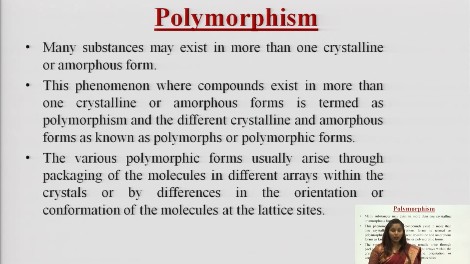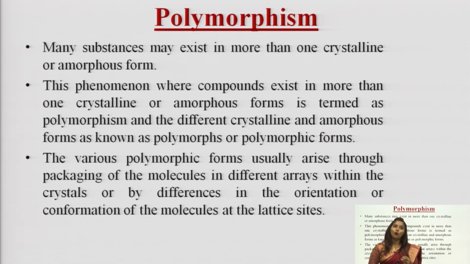Now moving to our next and last topic of this presentation. The topic is polymorphism. So what is polymorphism? In this, many substances may exist in two or more than one crystalline or amorphous form. बहुत सारे substance जो होते हैं वो more than one, in the form of two, in the form of three और many जो crystalline form में present होते हैं या amorphous form में present होते हैं.